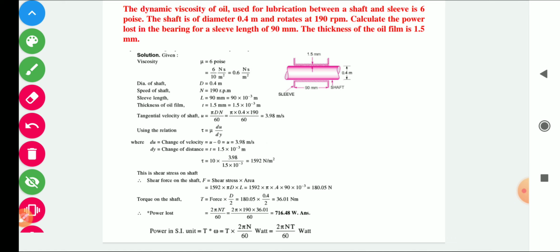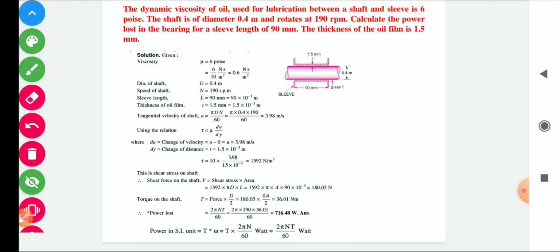Similarly, dy is the thickness of the fluid placed between the shaft and the sleeve, and that is given in the problem as 1.5 into 10 to the power minus 3 meter. So after putting the values of mu, du and dy in this equation, the value of shear stress will be 1592 Newton per meter square. So this is the shear stress on the shaft.